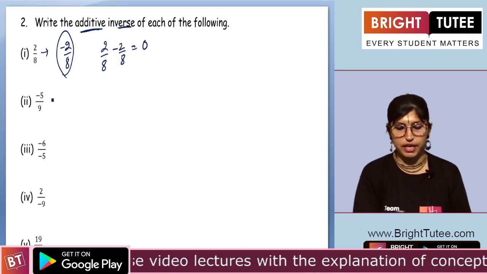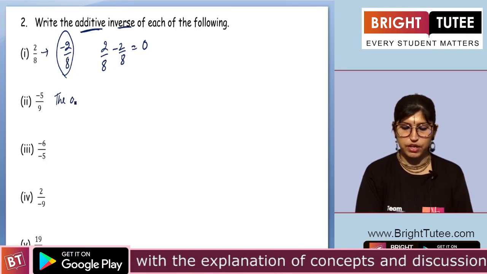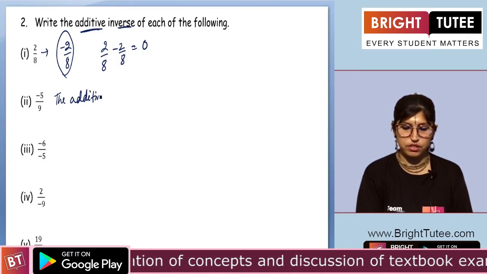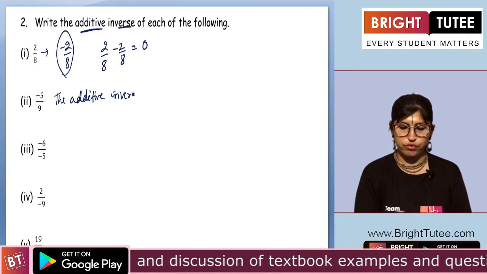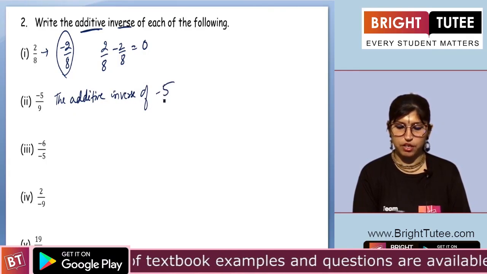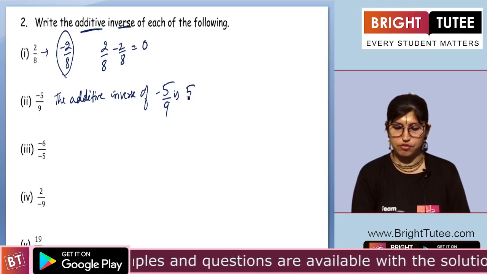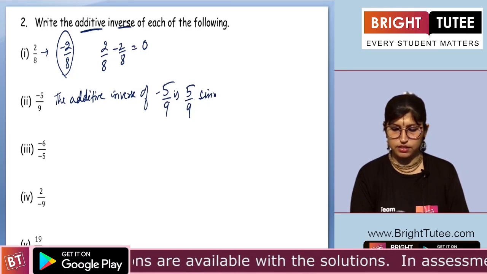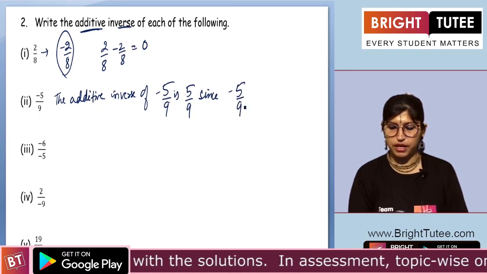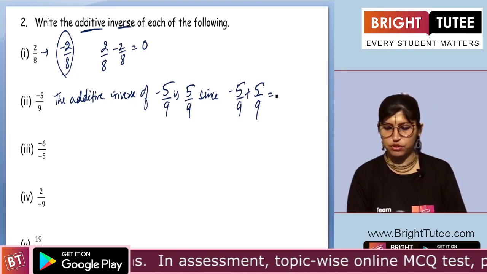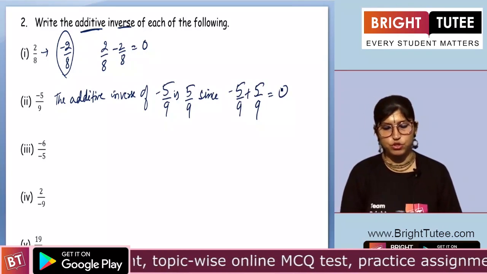Again minus 5 by 9. The additive inverse, we can write it like this. The additive inverse of minus 5 by 9 is 5 by 9, since minus 5 by 9 plus 5 by 9 equals 0. Let's move on to the next one.